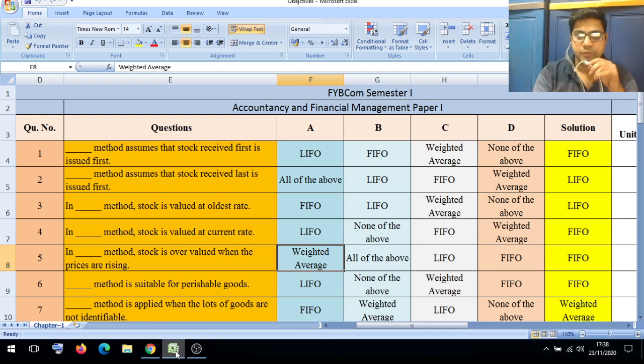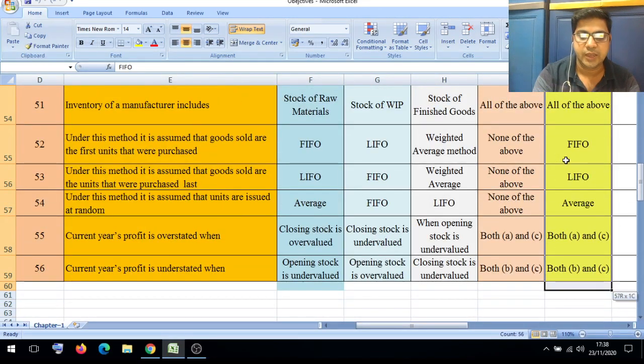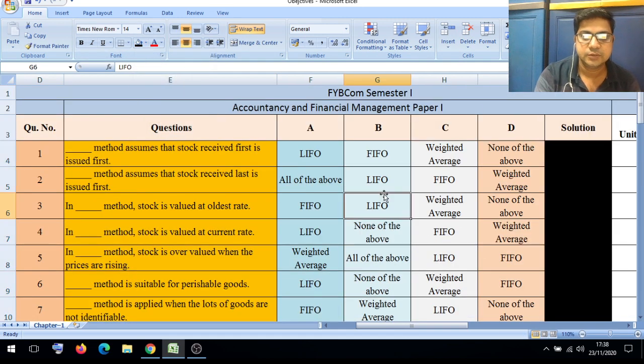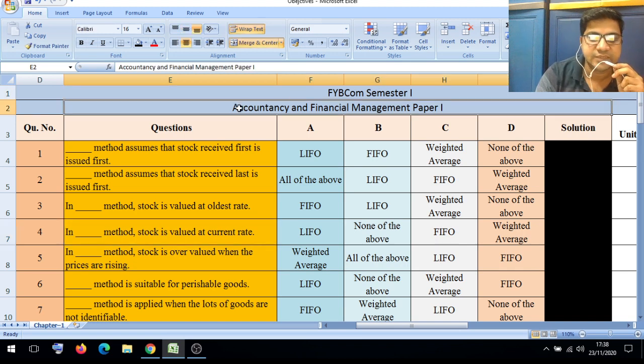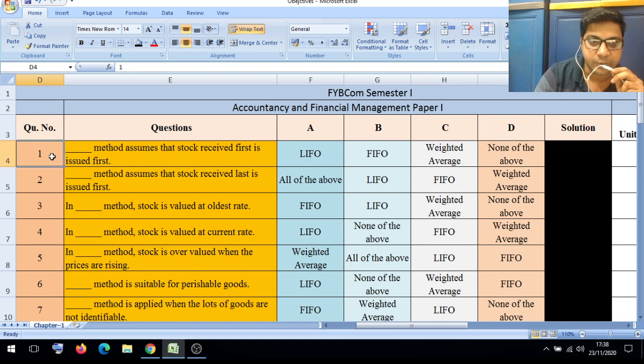Here you have these particular questions and some answers also. Now our subject is accountancy and financial management paper 1. For each question there are 4 options A, B, C, D, and from these you have to select any one option.